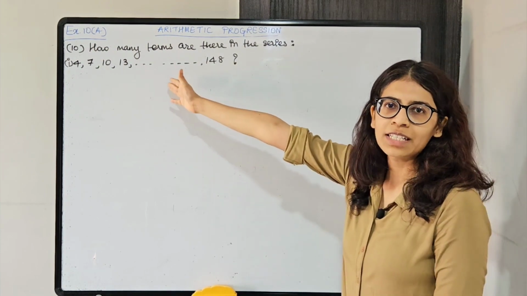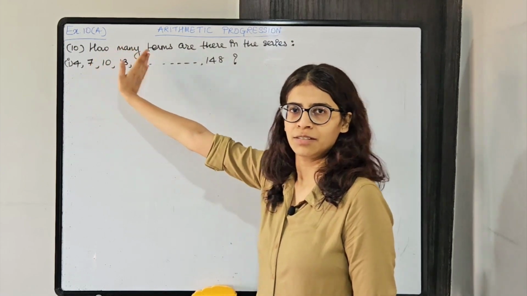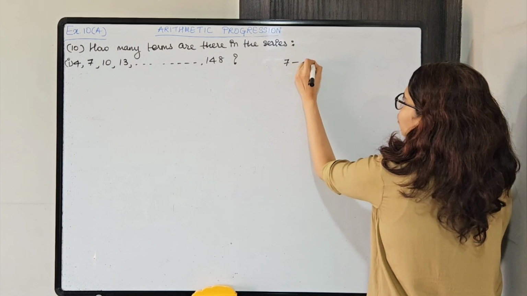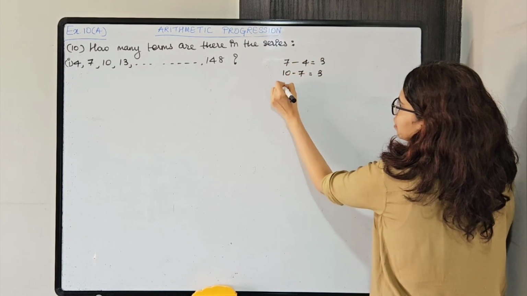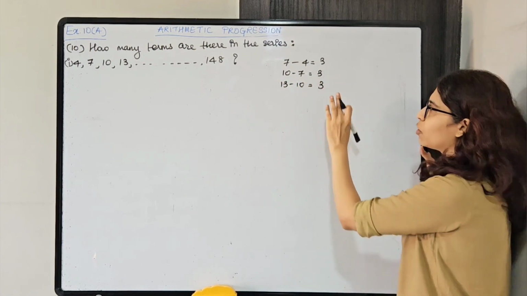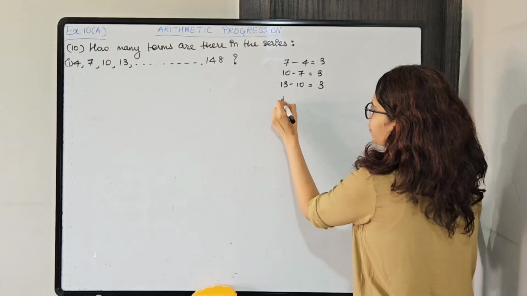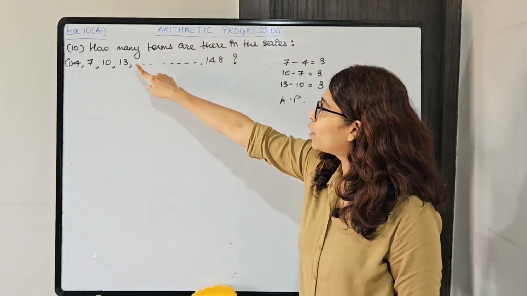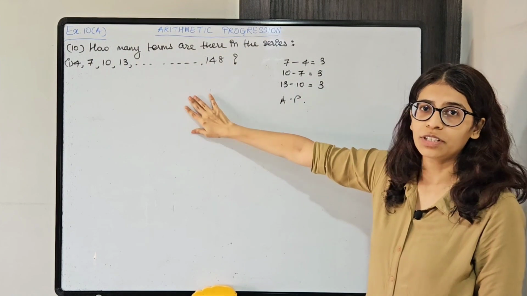Check the difference between consecutive terms: succeeding term minus preceding term, succeeding term minus preceding term, and so on. So 7 minus 4 is 3, 10 minus 7 is 3, 13 minus 10 is 3. So yes, this is an AP because the difference is same, right? So ये AP है. Now let's see what we need to find out. How many terms are there in the series? कितने terms हैं ये find out करना है.